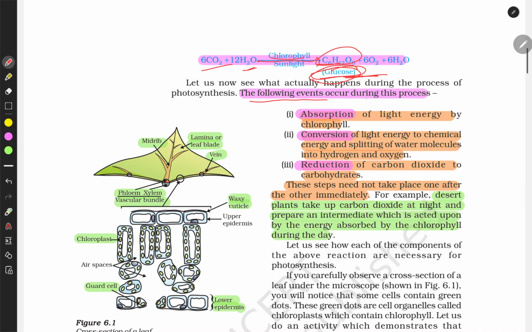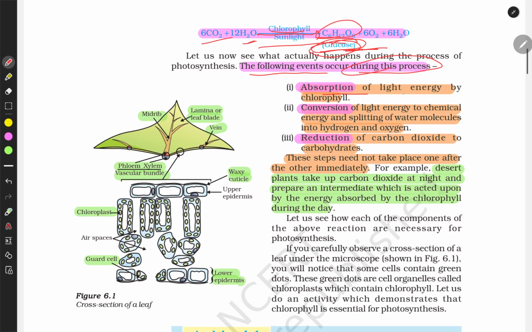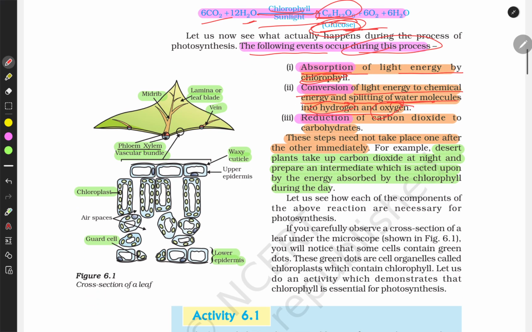So the following events occur during this process. How does this chemical reaction happen? First, absorption of light energy by chlorophyll. Then conversion of light energy to chemical energy by splitting the water molecule into hydrogen and oxygen separately. Then the reduction of carbon dioxide to carbohydrate.